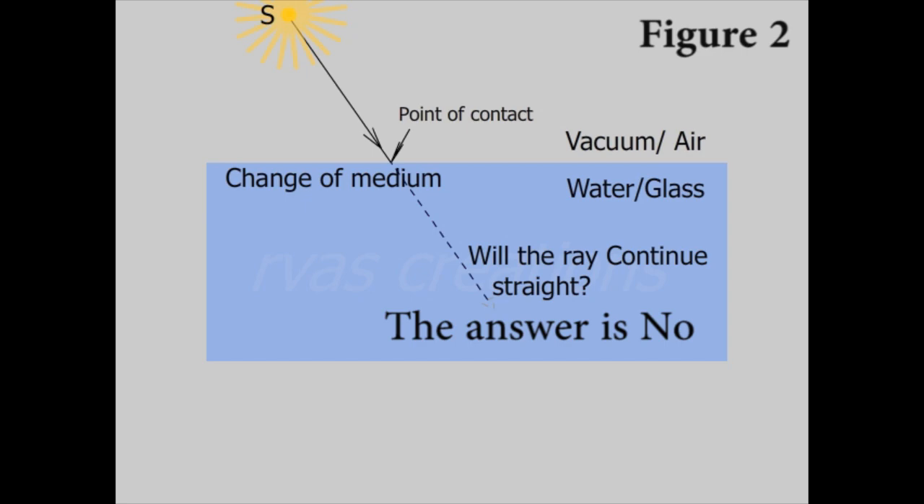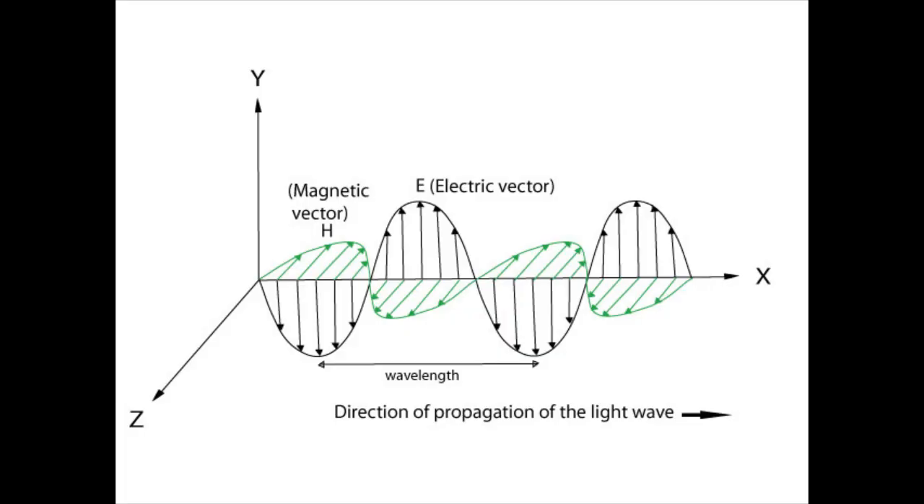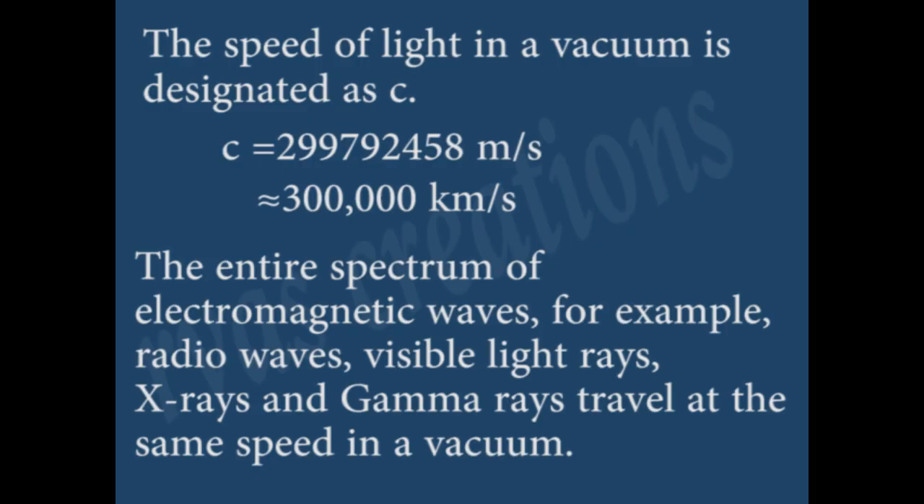The answer is no. This is because light interacts with the medium. Light waves are electromagnetic waves. The electrons in the medium move in response to the wave's electric field. The effect is to slow down the speed of the wave. In a vacuum, in absence of matter, there is no such interaction, hence the speed remains the same. The speed of light in a vacuum is designated as c. The value of c is 299792458 meters per second, or approximately 300,000 kilometers per second.